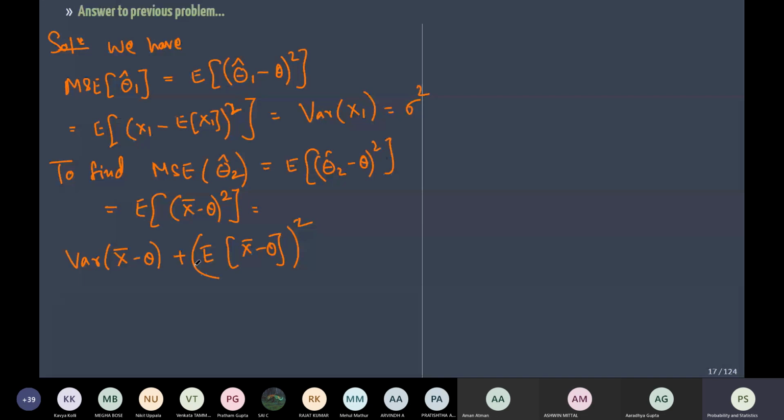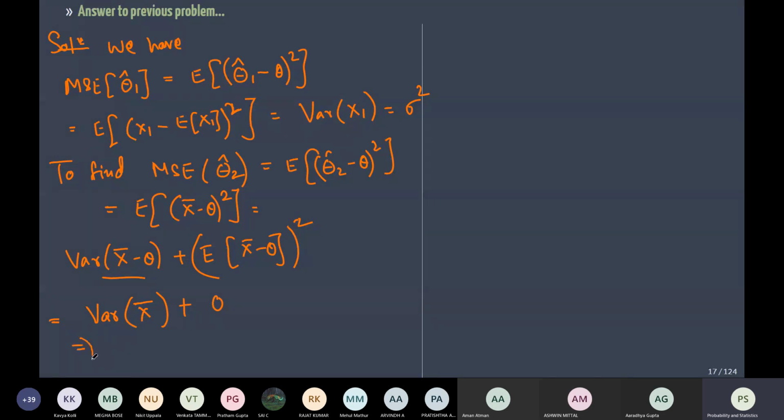Now what is the variance of a variable shifted by a constant? It is the same as the variance itself. A constant doesn't change the variance, right? I mean the constant as a translation doesn't change it. So this is this, and then plus we have the expectation of x bar minus theta, right? By linearity we can apply linearity here. The expectation of x bar is theta itself, so theta minus theta will be 0. So this will be 0.